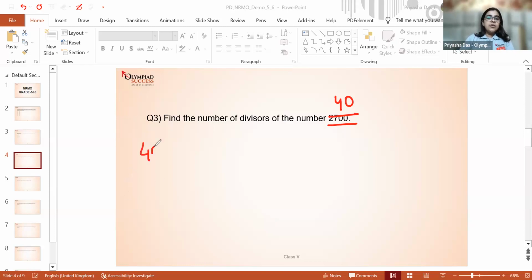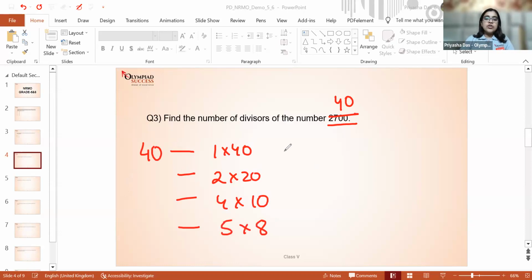So for 40, we know that the pairs are 1 into 40, 2 into 20, 4 into 10, after that 5 into 8, and then 8 into 5 repeats. So in total we have 8 factors or 8 divisors. The answer should be 8, everyone.